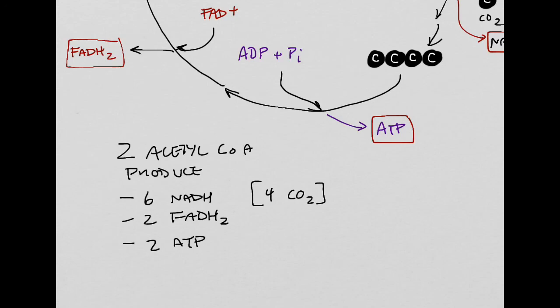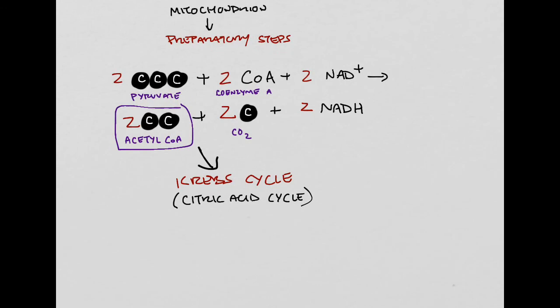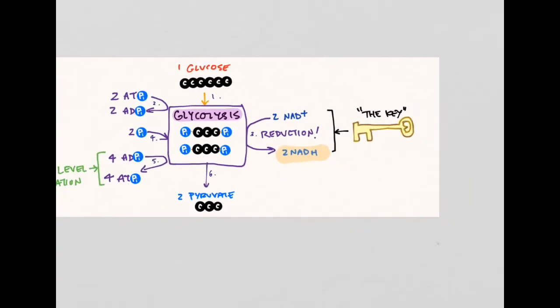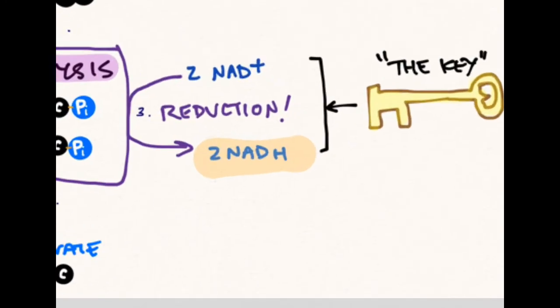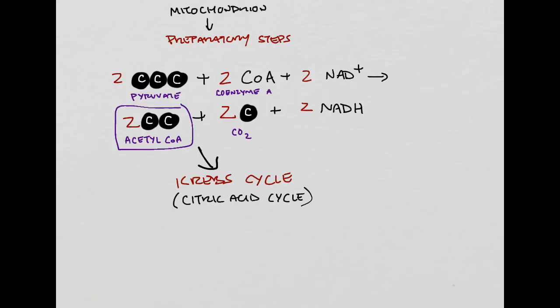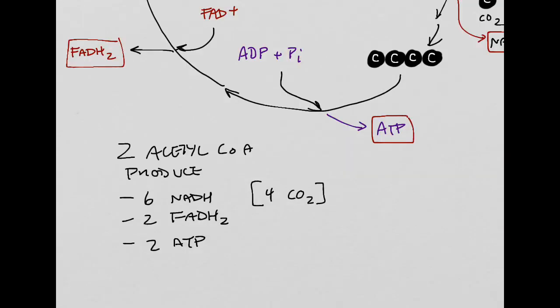Now, don't forget that in the prep steps that we did right over here, we also produced 2 NADHs, right? And also, if we go back to our glycolytic pathways, we also produced 2 NADHs from 1 glucose molecule. So we're starting to compile a bunch of NADHs, a few FADH2s, and a couple of ATPs, because don't forget we also produced ATP in glycolysis. All right, stopping there.